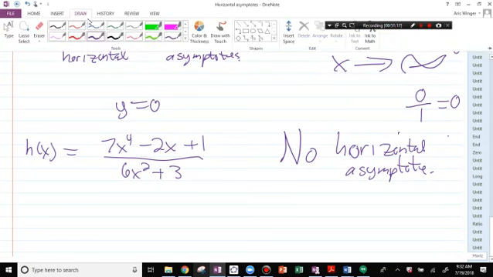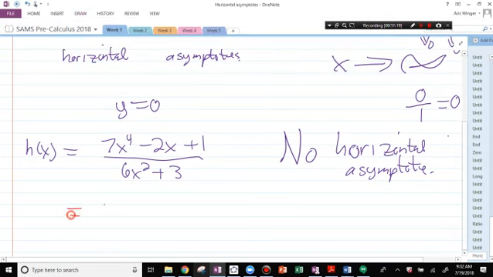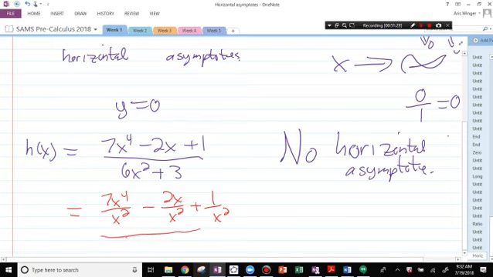The reason why this has no horizontal asymptote is because this, of course, is equal to 7x to the 4th over x squared minus 2x over x squared plus 1 over x squared, over 6x squared over x squared plus 3 over x squared. Divide everything by the highest power in the denominator. You could take the time to divide everything by the highest power, period, in the whole thing, but it's easier to see if you just divide by the highest power in the denominator.